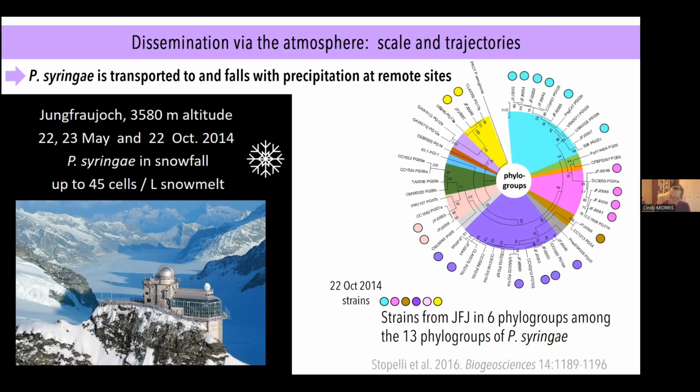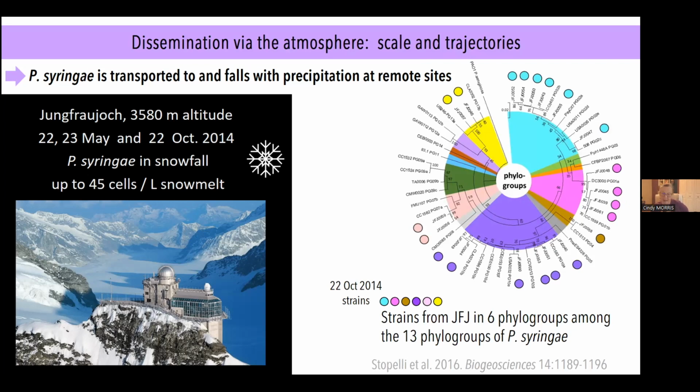So this is the phylogenetic tree of Pseudomonas syringae, roughly, all the phylogroups, and the dots represent strains from this snowfall sample. The other strains are in there to give you the full spectrum of the diversity of Pseudomonas syringae. So I just said, like, wow, okay, that was crazy.